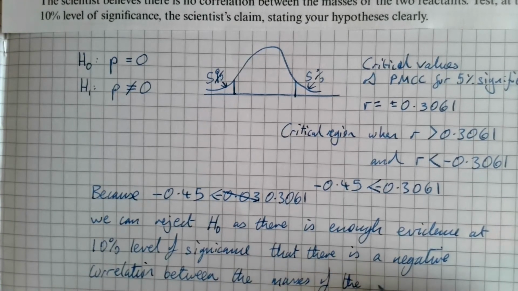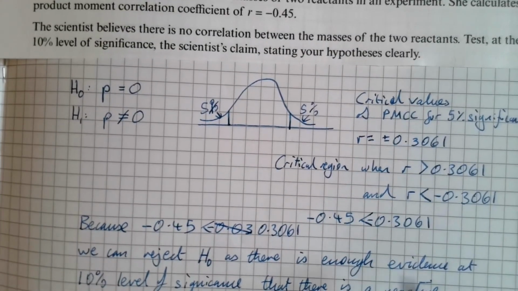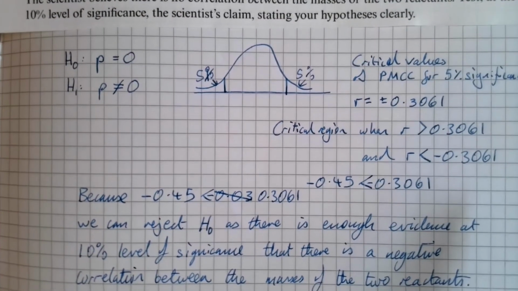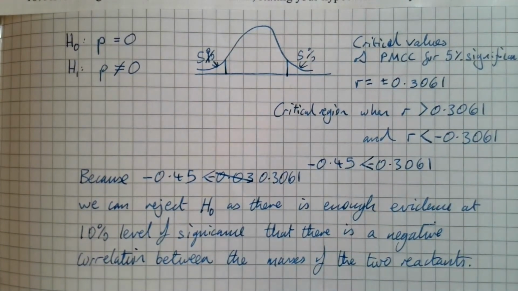of the two reactants. And if you wonder where I'm getting my words from, I'm just looking straight back at the question where it says the scientist believes there is no correlation between the masses of the two reactants. So you just need to be clear on that. Okay, that's our first example. Second one coming up.